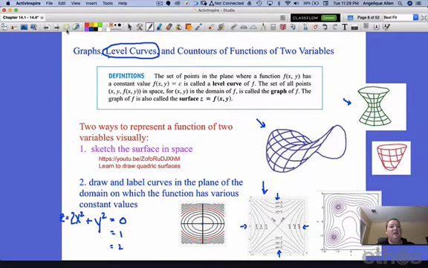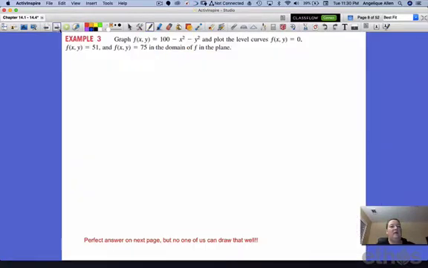All right, so setting a function equal to a constant, and a series of constants, would enable you to draw level curves. So graph this function, 100 minus x squared minus y squared, and plot the level curves 0, 51, and 75.